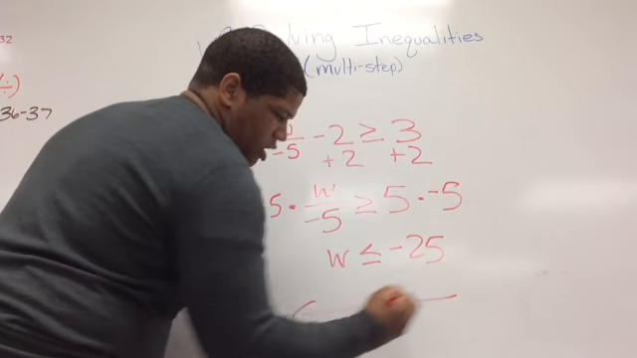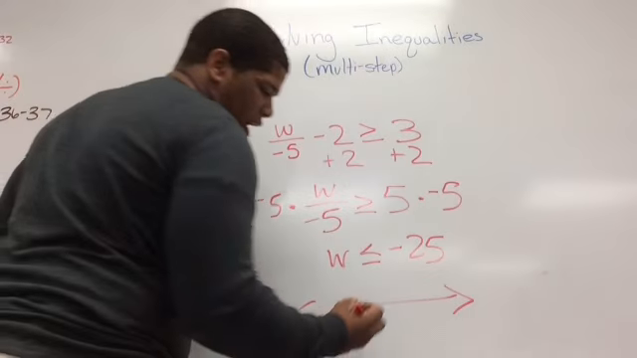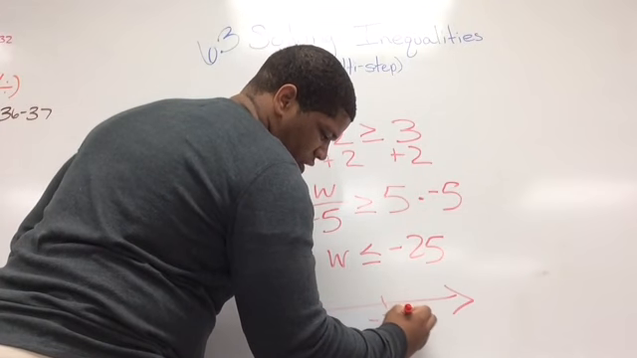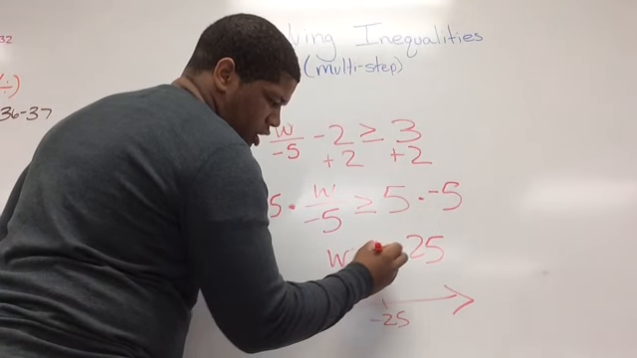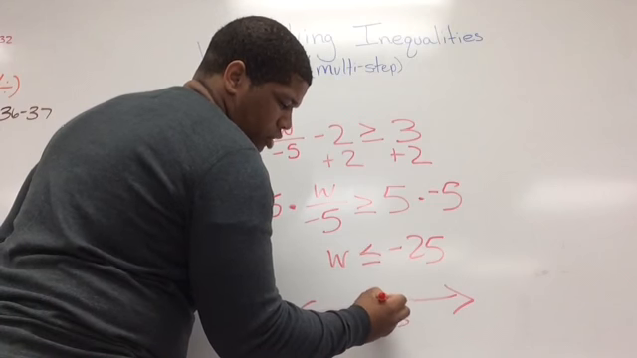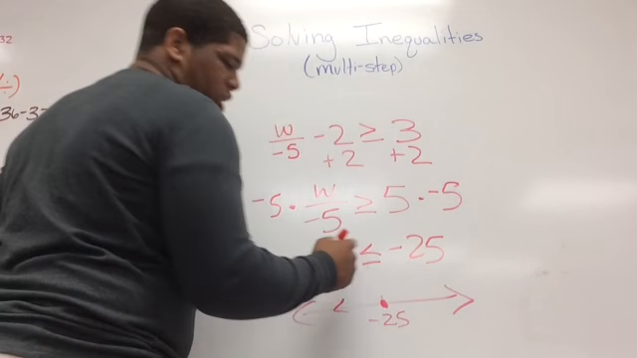And to graph that, once again, have my number line, put negative 25 on there. Since it is equal to, closed circle, less than, going to the left.